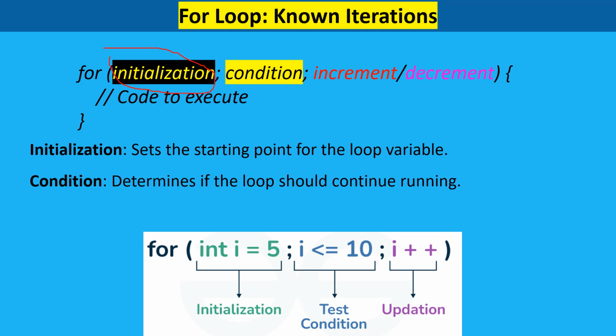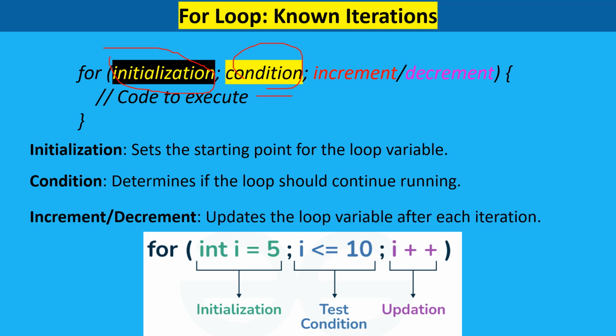Condition determines if the loop should continue running. The condition is checked before each iteration. If the condition evaluates to false, the loop terminates. If the condition evaluates to true, the loop continues. Once it becomes false, the loop exits.